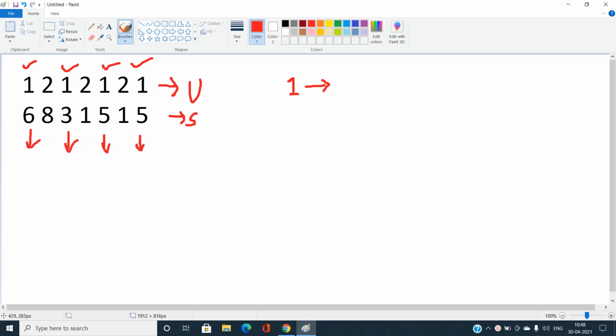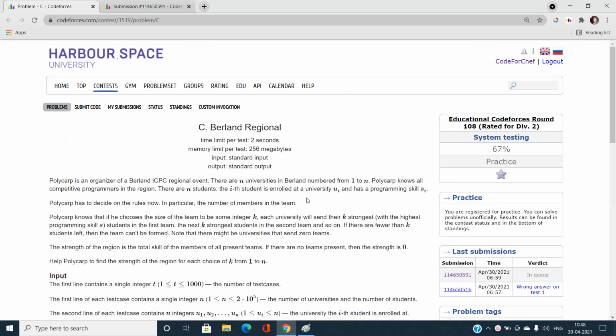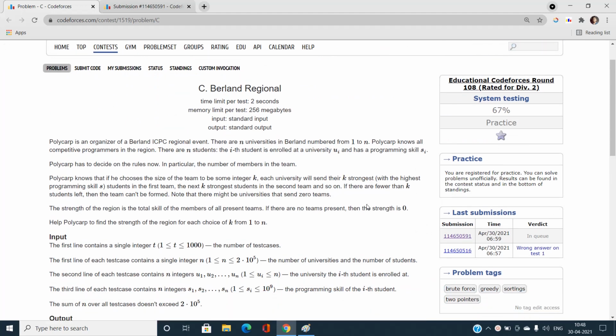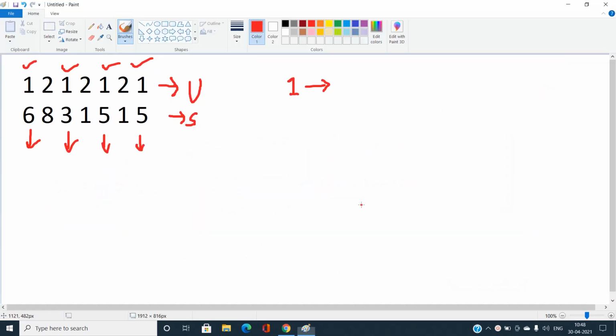One thing you should notice is that I'm going to send the first k strongest students from a particular university in the first team. Then again from this university I send the next k strongest students. So starting with the strongest one, I need to send the students. So why not sort these programming skill values in non-increasing order, that is 6, 5, 5 and 3.